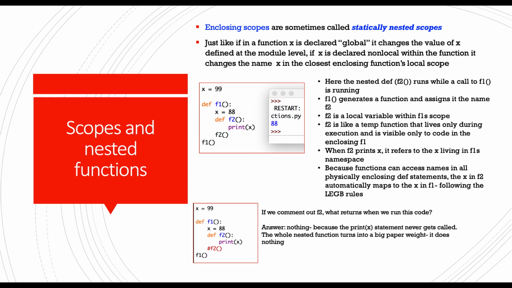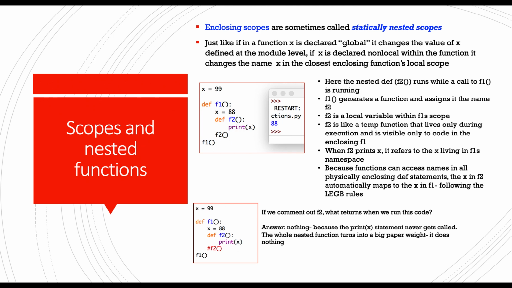Here, in this example, the nested def, F2, we're calling it F2, runs while a call to F1 is running. F1 generates a function and assigns it the name F2. So that means F2 is a local variable within the F1 scope. F2 is like a temp function that lives only during runtime or execution and is only visible to code in the enclosing F1. When F2 prints X, it's referring to the X that's living in the F1 namespace.